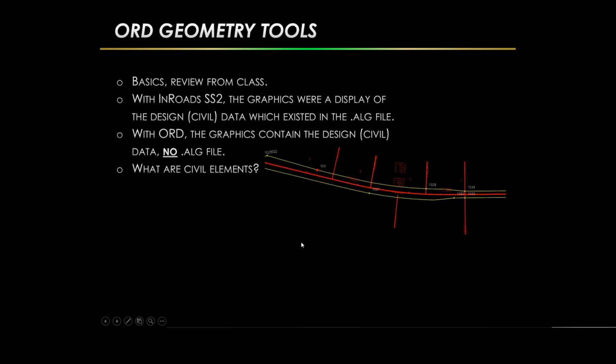So we have these things called civil elements. Well, what are civil elements? How are they different? Civil elements are an ORD element, and they contain extra information. They contain that design or civil data, and they can contain rules and properties so that they will update when other objects or elements are changed or updated.